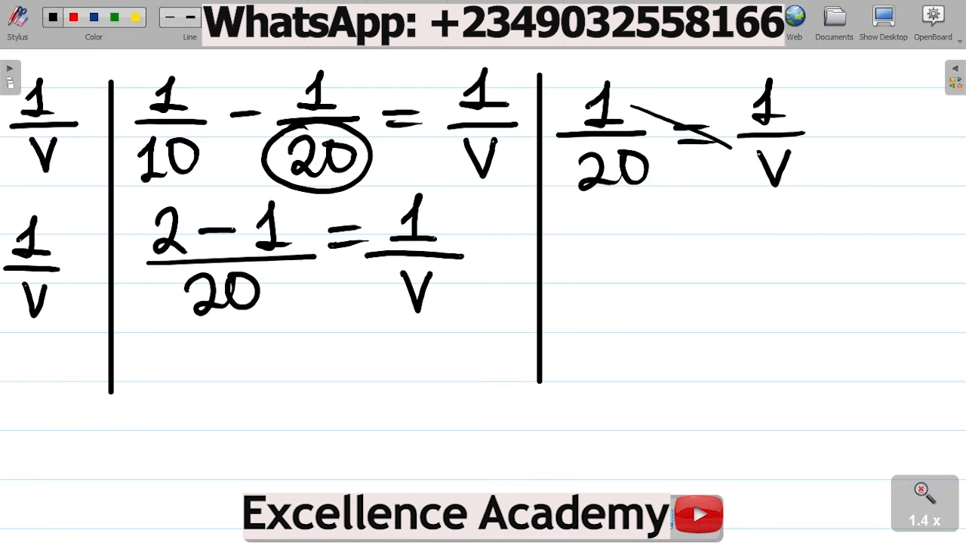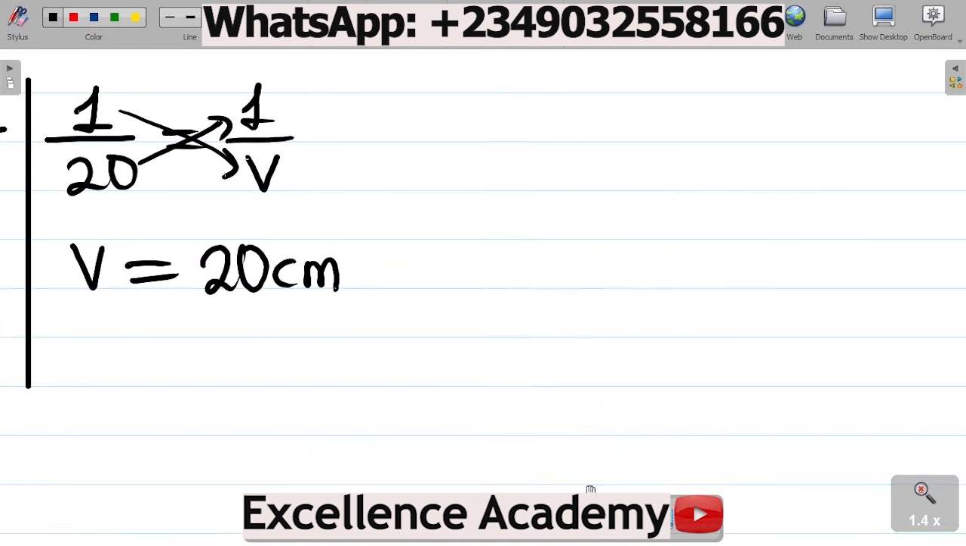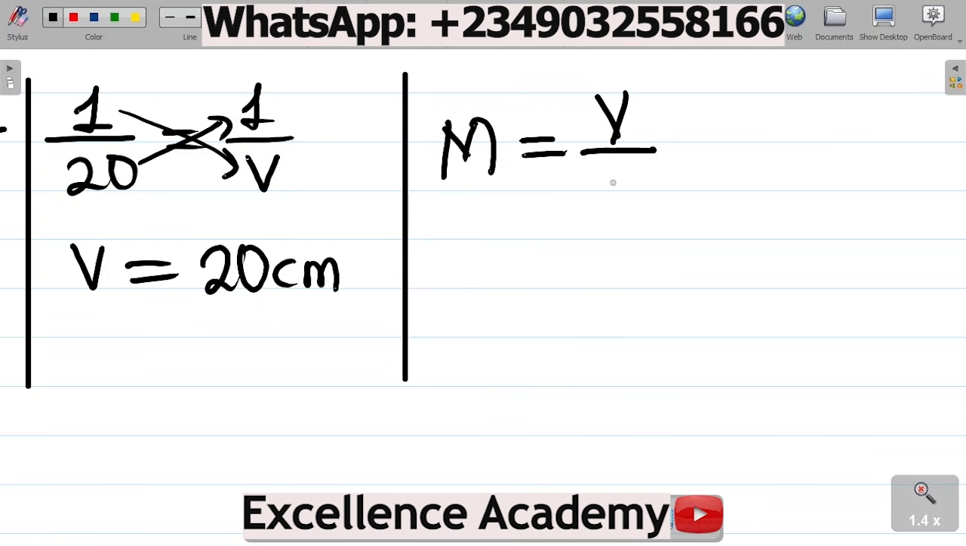Of course, we can cross multiply. 1 times v. V is equal to 20 times 1 gives you 20. Don't forget that we said the unit is in centimeters. So v, the image distance, is in centimeters. Now, having done this, how do we get the height of image? One thing you must notice is that there's something called magnification, M, and magnification is equal to image distance all over object distance, and it's also equal to height of image all over height of object.